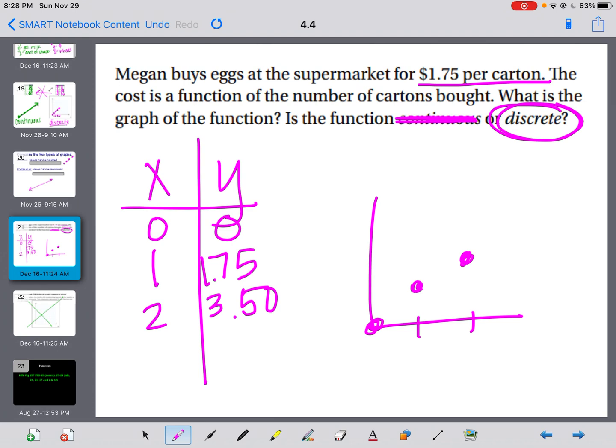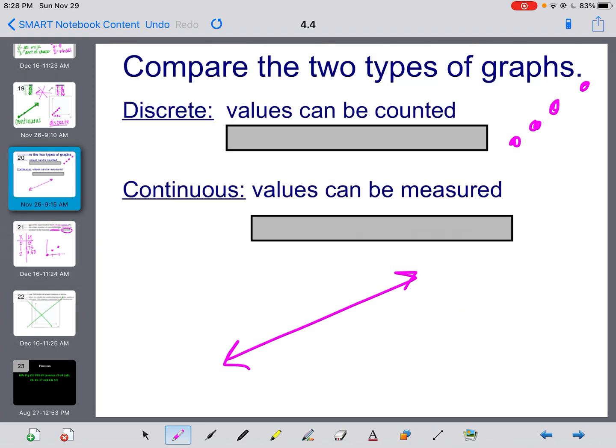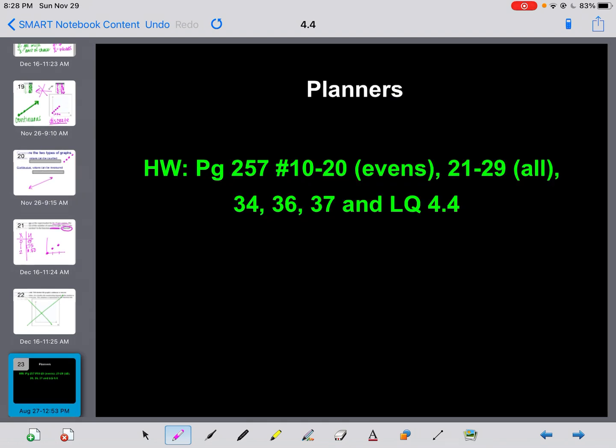All right, so hopefully you can remember the difference between discrete, which I can count, and continuous, which I can measure, and you should be able to finish page 257 and lesson quiz 4.4 today. Page 257, 10 through 20 evens, 21 through 29, 34, 36, 37, and the full lesson quiz.